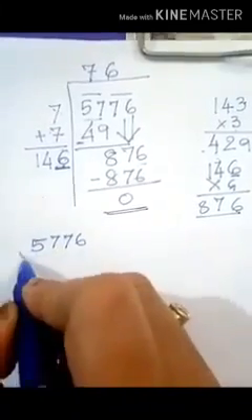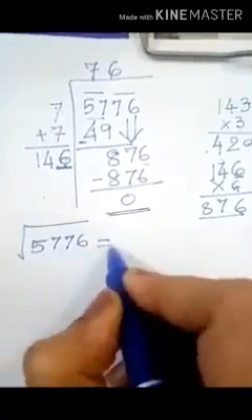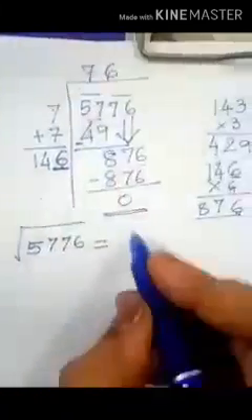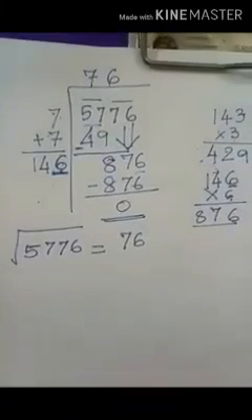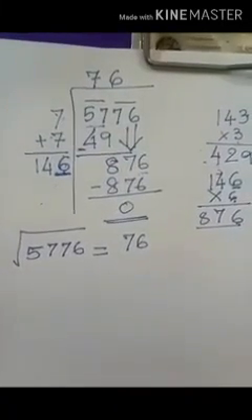576 is the given number. Its square root is how much? 76. Okay, this is the answer. Let me show you one more example of this type. Let's now try to find the square root of a decimal number. But for a decimal number, we have to group it in a different way.